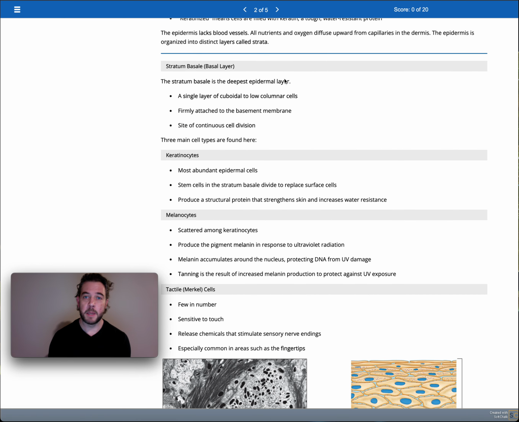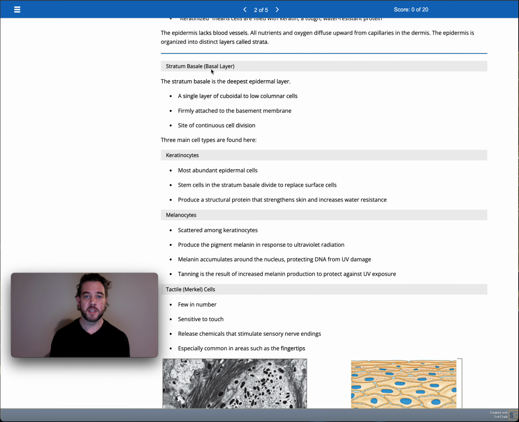So starting with the very bottom layer, the stratum basale. Basale or basal is always going to mean the deepest. So the stratum basale is the deepest layer of the epidermis. It's one that actually touches right up against the dermis. These are still living cells. They actually are stem cells, the cells in the stratum basale.